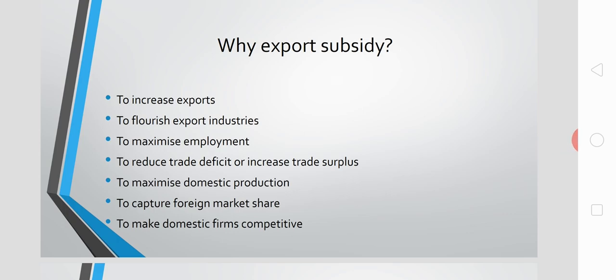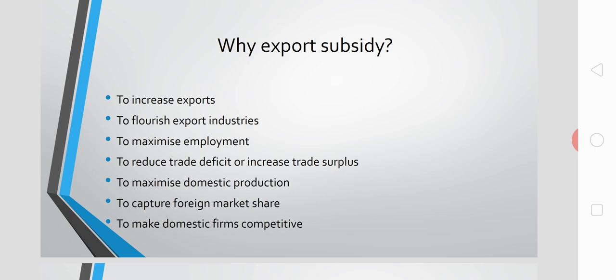Why do nations follow export subsidy? Export subsidy is followed by the national governments to increase the exports primarily. This is to flourish the export industries, the export sector of the economy. When the export sector of the economy flourishes, more employment opportunities will be generated in the export industries. So the export subsidy could be helpful to reduce the trade deficit, if any, or if there is no trade deficit, export subsidy will help the nation boost the export and increase the trade surplus.